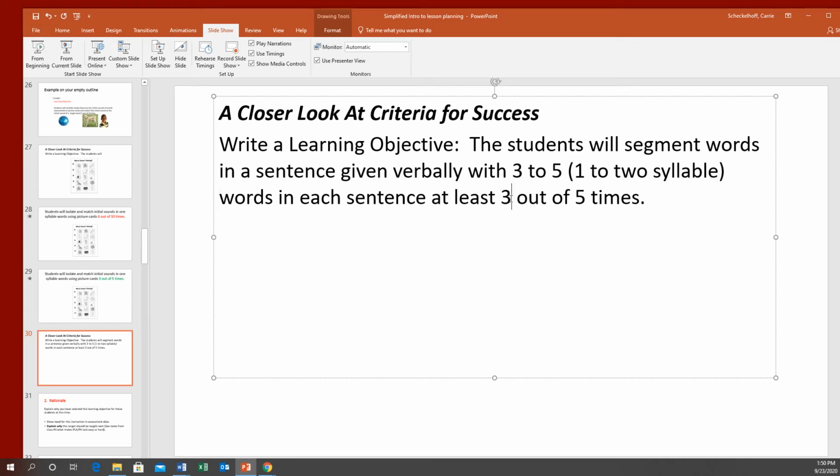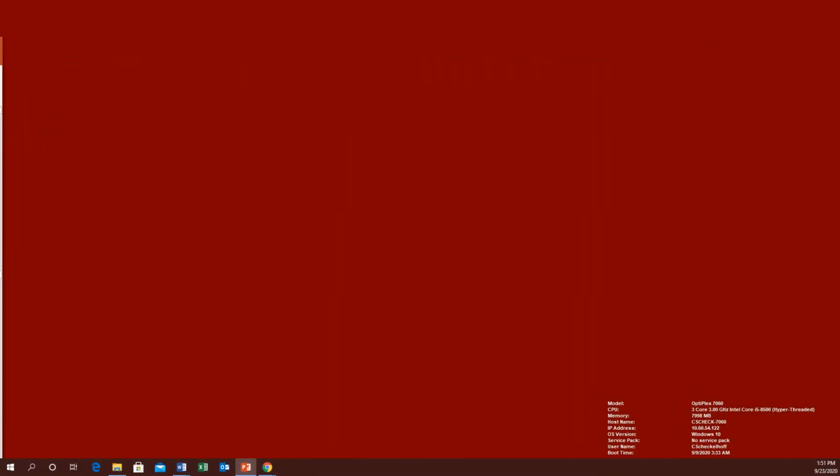If you were teaching this lesson the first time, 3 to 5 times might have been a good expectation for showing learning. Maybe you've taught this lesson a couple times and you want to increase that, so you change it to 4 out of 5. This level of certainty is dependent on your expectation, and that's usually relative to how much time kids have had studying this particular phenomenon.